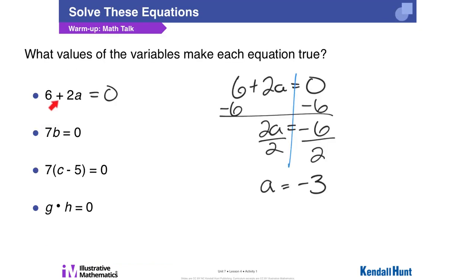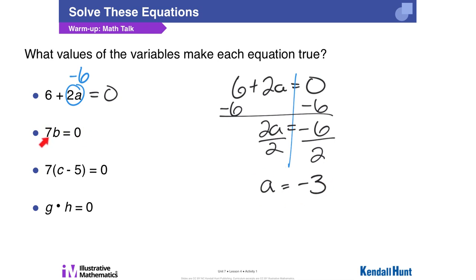In our first equation here, we have 6 plus 2a equals 0. Now, I know that 6 plus negative 6 would equal 0. So this piece here needs to equal negative 6. Well, 2 times negative 3 would be negative 6. The other way to look at it is to set up an equation that we've done all year, and you would still get a to be negative 3.